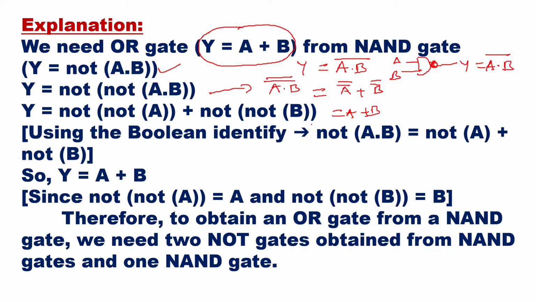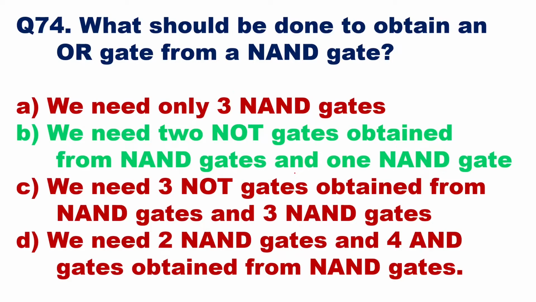Now using this Boolean identity, you get y is equal to a plus b, that is the OR gate. Since not of not a is equal to a and not of not b is equal to b, therefore to obtain an OR gate from a NAND gate, we need two NOT gates obtained from NAND gates and one NAND gate. So here option B will be the right answer. What should be done to obtain an OR gate from a NAND gate? We need two NOT gates obtained from NAND gates and one NAND gate. Option B will be the right answer.